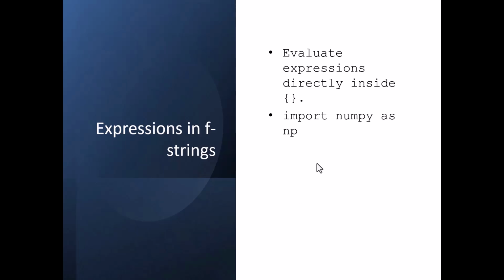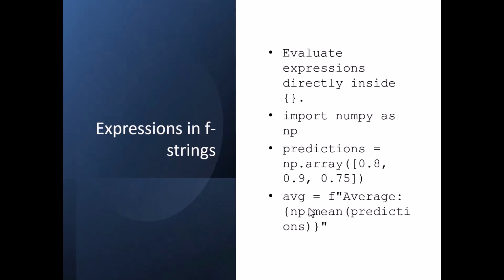Import NumPy as np. predictions = np.array is the array of predictions, probabilities 0.8, 0.9, and 0.75, and average is this F string average np.mean(predictions). Okay, and this NumPy is a Python library, and it has got a mean function which gives the mean of predictions. So let's run this and print the average.